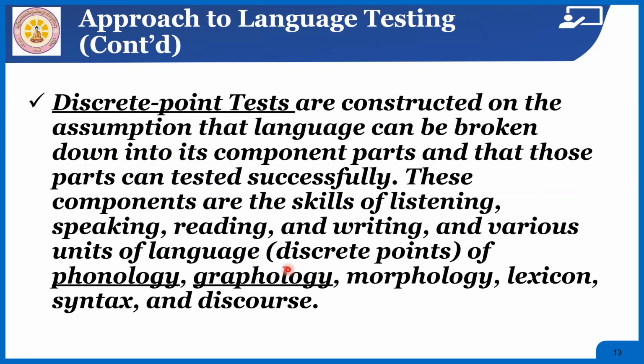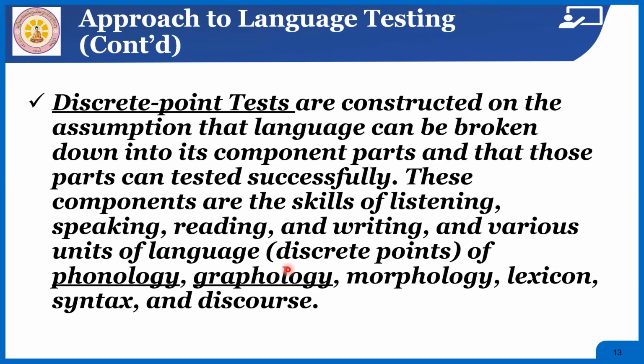The first one, discrete point tests, are constructed on the assumption that language can be broken down into its component parts and that those parts can be tested successfully. These components are the skills of listening, speaking, reading, and writing, and various units of language. We call them discrete points of phonology, graphology, morphology, lexicon, syntax, and discourse.